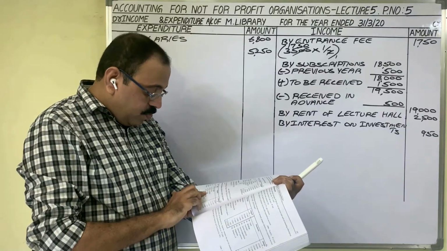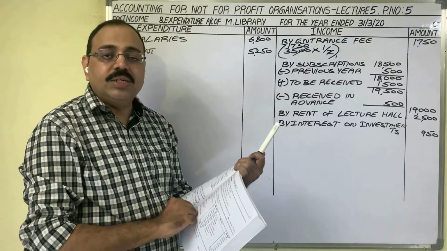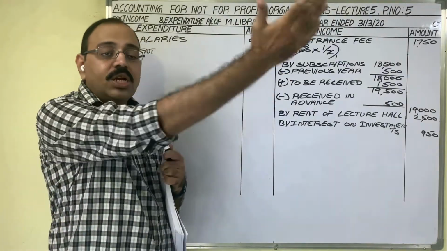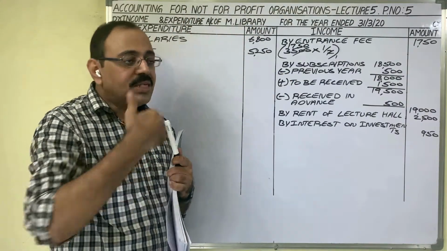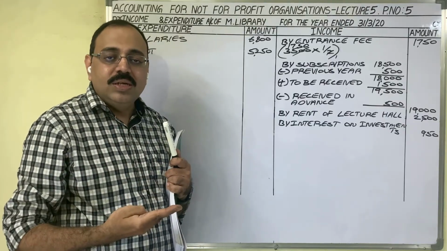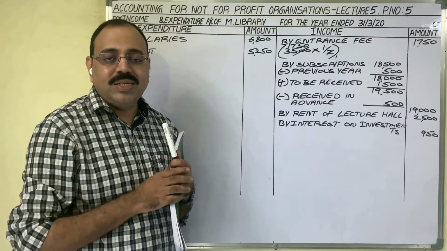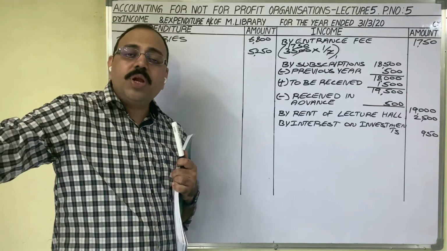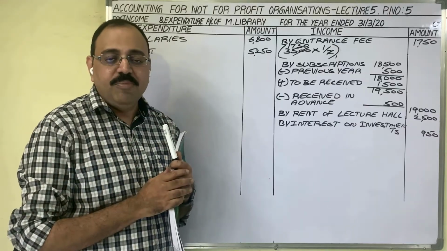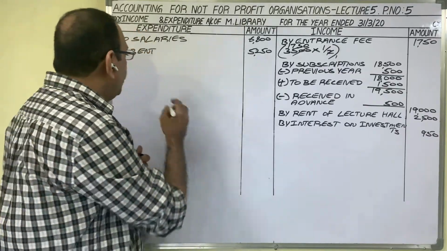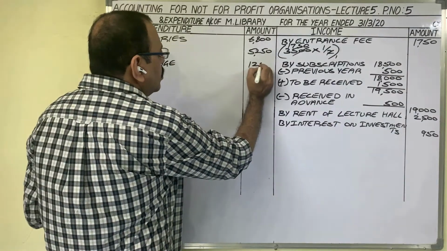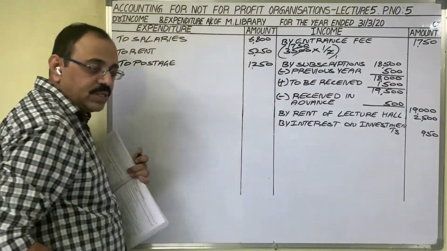Next one, postage 1250 rupees. So this organization has to communicate with outside parties. Regularly they send letters. For that they need postal cards, envelopes or postal stamps. So they purchase them regularly from post office. This is one regular expenditure, means revenue payment, debit side. To postage, no adjustment, amount 1250 rupees.